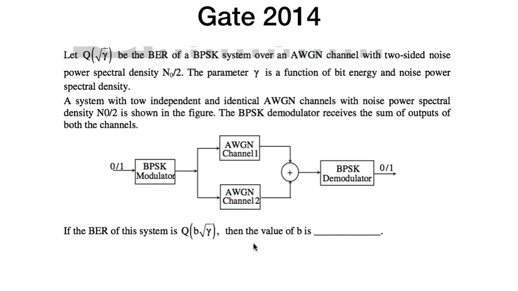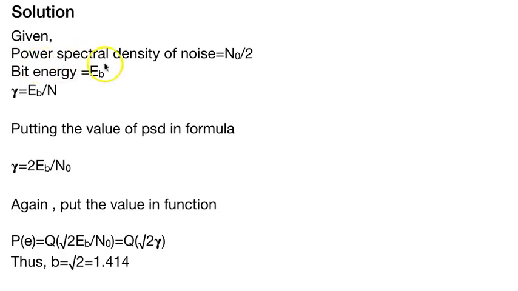First of all, I would like to tell you that having two channels or three channels or multiple channels won't change the BER or X coefficient. Yes, it will have a parameter in multiplication with the whole of the Q parameter, but there won't be a change inside that parameter. So to calculate this inside parameter, we already know that power spectral density of noise is N0 by 2. Bit energy is EB. Gamma will be EB by N0. That is already known to us.